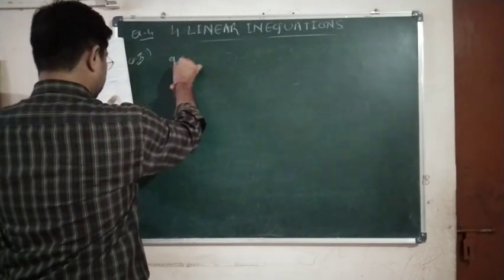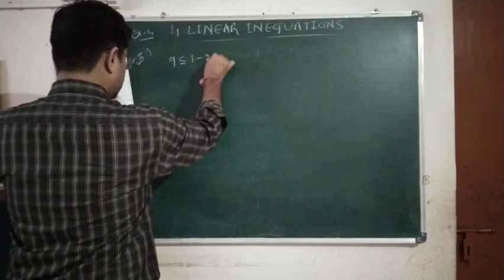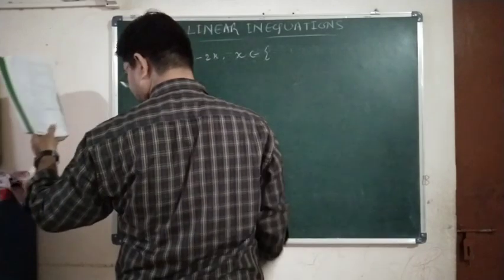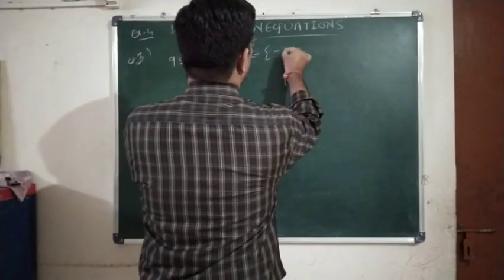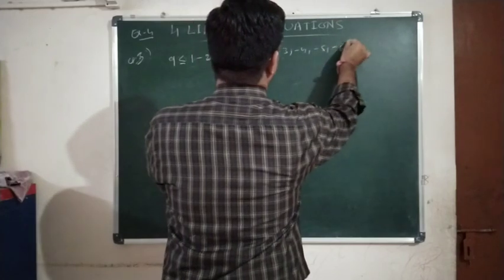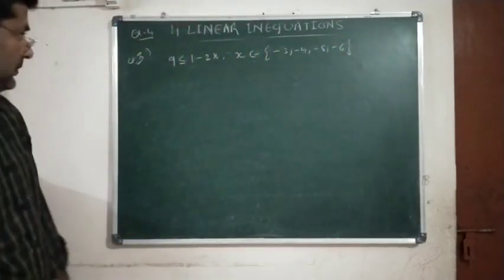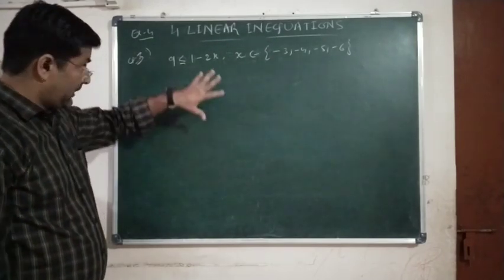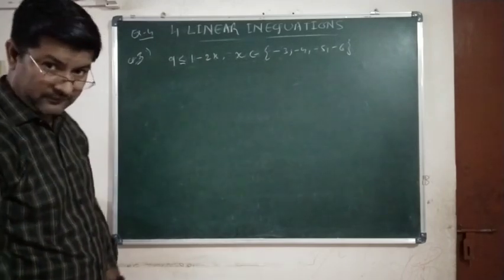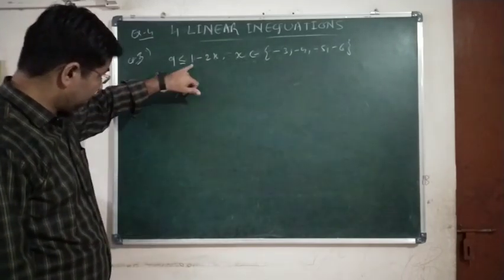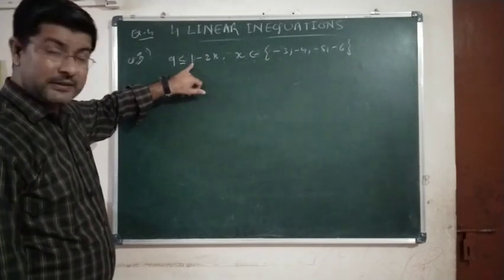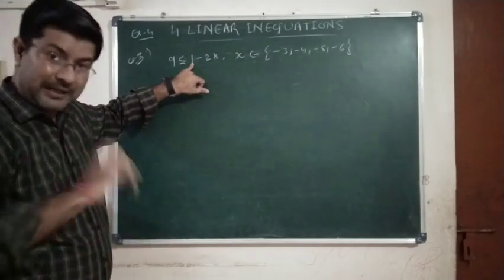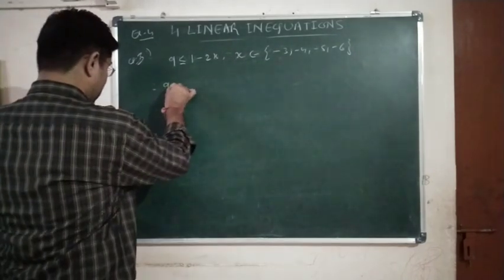Okay, third one is 9 is less than or equal to 1 minus 2x. X belongs to minus 3, minus 4, minus 5 and minus 6. Okay, this is the inequality. Now we have to make x the single. That is the fundamental rule. Okay, so over here what we will do, we will remove this 1 first of all. So in order to remove 1, we will add minus 1 on both the sides. Yes or no?